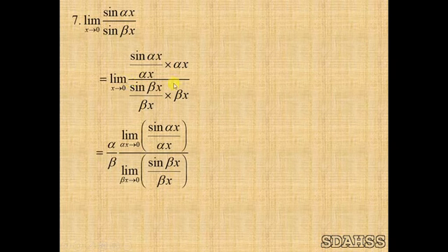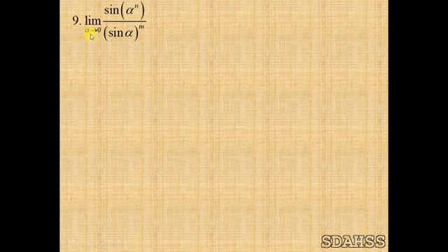Now x cancel, alpha by beta. You have to apply the limit in the numerator and denominator also. So this becomes limit x tends to 0, which means alpha x also tends to 0, sin(alpha x) divided by alpha x, divided by limit beta x tends to 0, sin(beta x) by beta x. Now we know that limit theta tends to 0, sin theta by theta is 1. Here also 1. So remaining you have alpha by beta.